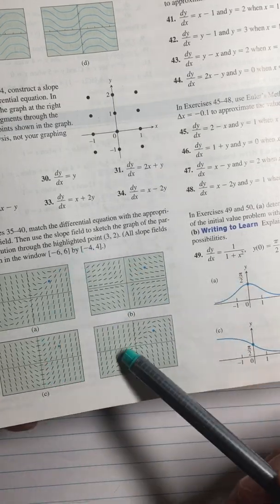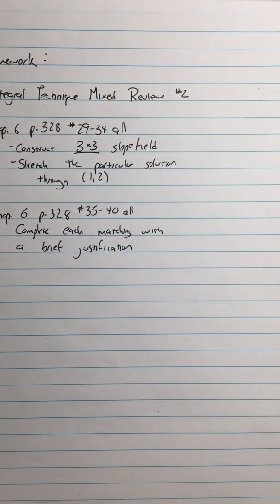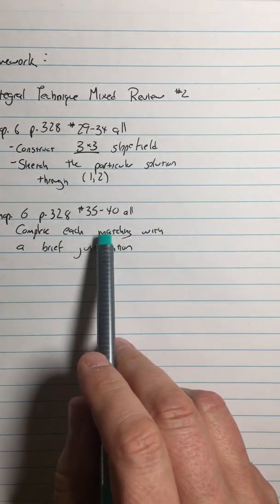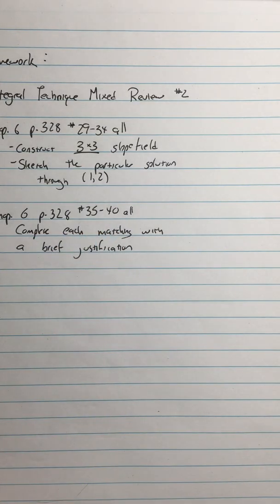So you're going to look for patterns like that and justify each one of those with a pattern. I do want you to give a brief justification for each of those matchings in 35 through 40. That is it.